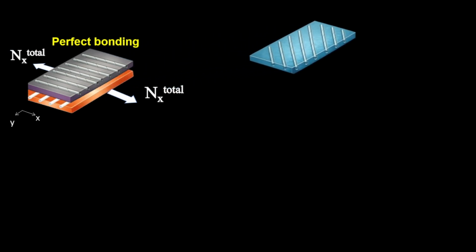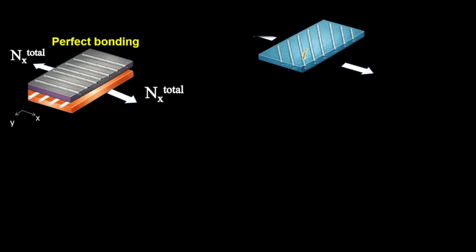A laminated composite structure is formed by stacking layers with different material properties and bonding them together. All classical approaches, including the Classical Lamination Theory, CLT, assume perfect bonding between the layers. Now, we apply a total NX load to the laminated structure. The total load is distributed among the layers in certain proportions. Let us denote the load acting in the x direction on the layer I as NXI.